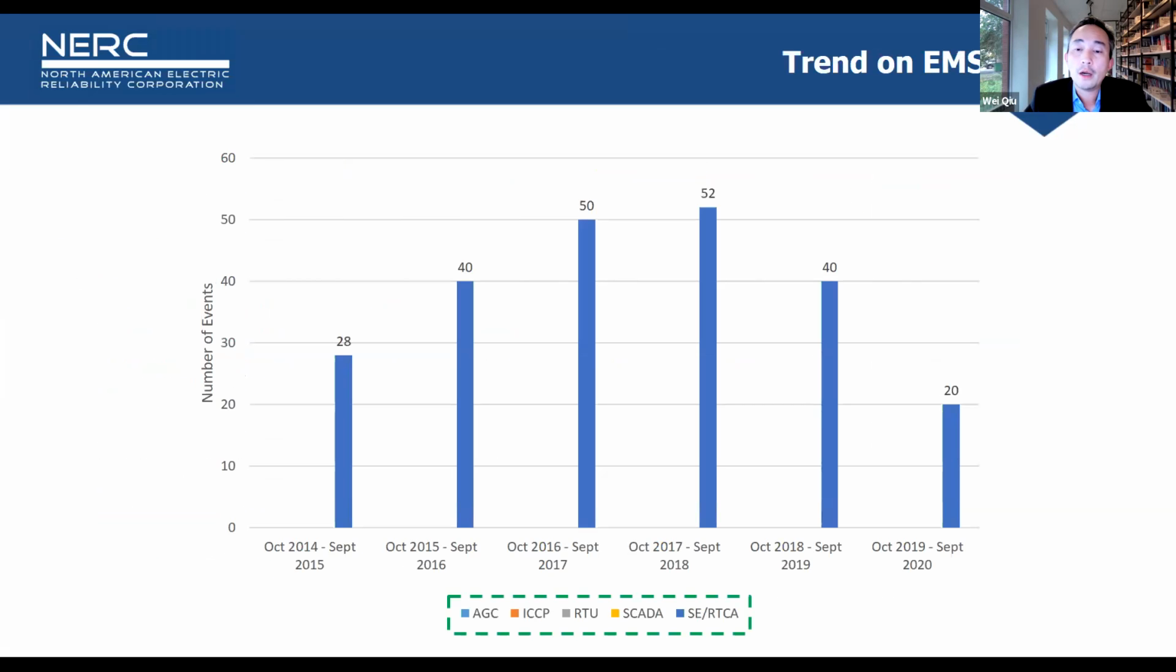So back to here, you can see the decline, right? EOP 004-4 became effective in April 2019, between this period. This is a reason the number of state estimation and RTCA events has been declining since 2 years ago.